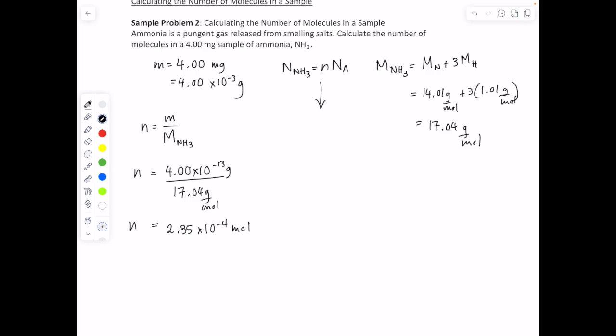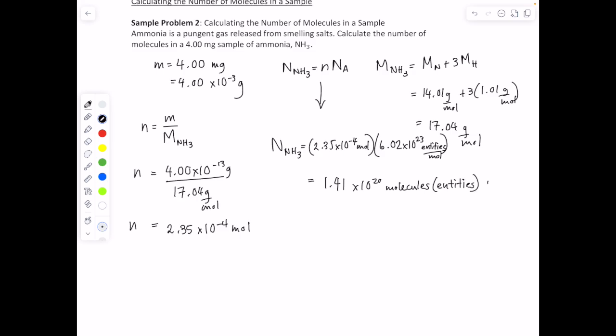So we're going to use this information to find the number of entities of ammonia. It's equal to the number of moles of ammonia, 2.35 times 10 to the power of negative 4 moles, times Avogadro's number, 6.02 times 10 to the power of 23 entities per mole. If we punch this in, we end up with 1.41 times 10 to the power of 20 molecules of ammonia in 4 milligrams of ammonia.